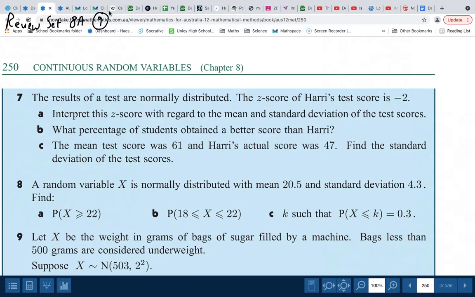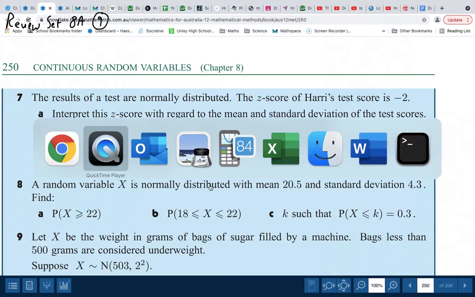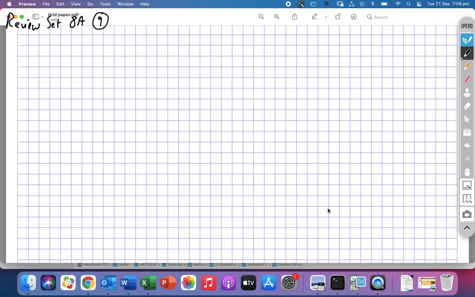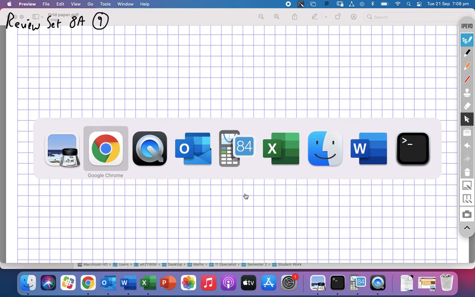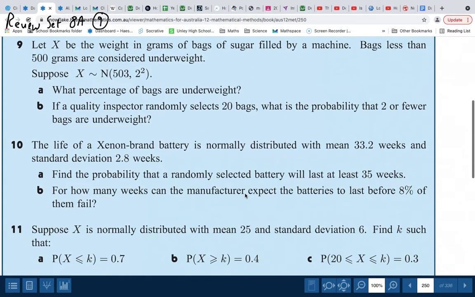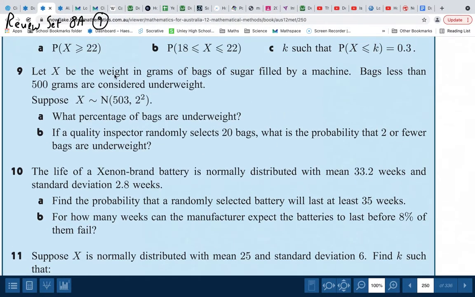Review set 8A, question 9. Let X be the weight in grams of bags of sugar filled by a machine. I'm going to need this cursor, sorry. So X is a weight. Bags less than 500 grams are considered underweight.